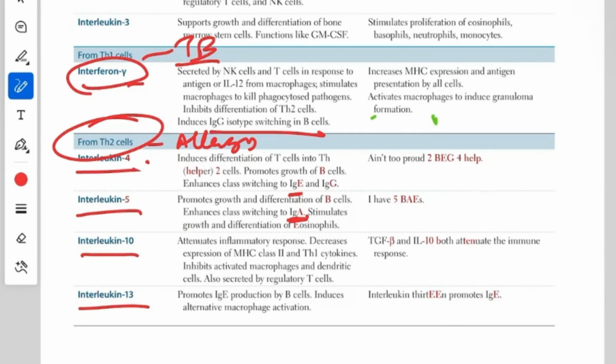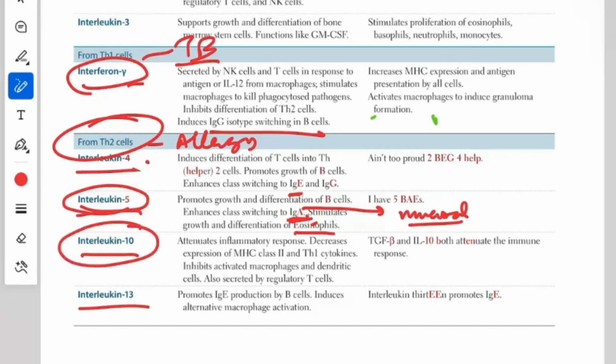So here there are a few special mentions I'll talk about. Interleukin 5 stimulates eosinophils. It also stimulates the B cell to produce immunoglobulin A. So for Th2, think of eosinophils, IgE, IgA, all right? Parasites, allergies. And we said earlier that IgA protects mucosal surfaces against infection. Okay, so that's for interleukin 5.